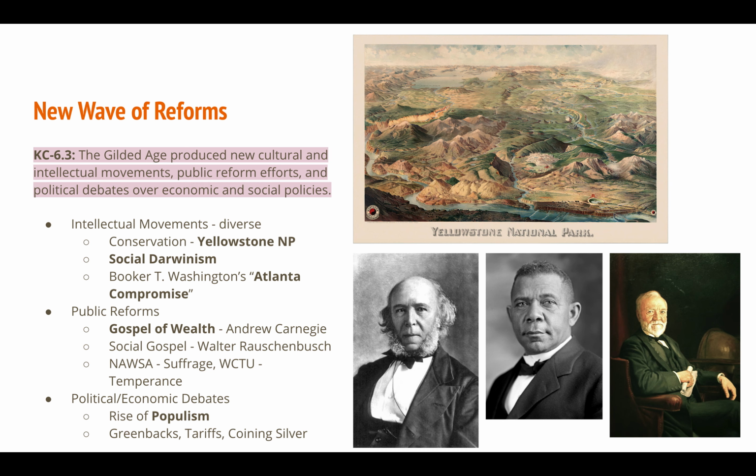For public reforms, we have the Gospel of Wealth with Andrew Carnegie. He believed that he should be, or all other rich, wealthy people should give away their wealth to those who need it in philanthropic endeavors. The social gospel was a movement that was trying to apply Protestant ideas to help others, help people who are in need. And we see suffrage again and temperance again with the NAWSA and Susan B. Anthony and the Women's Christian Temperance Union.